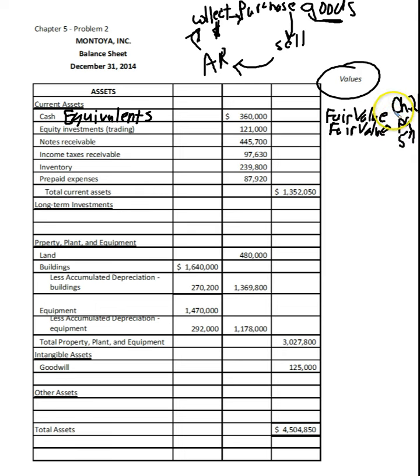But your textbook goes through, there are 3 levels of fair value. Fair value can just be a market value. So if these equity investments, if it's equity, that means stock. So we've got an investment in stock. Well, if those are publicly traded, I can just go to the Wall Street Journal and find the market value. That's the top priority of fair value.